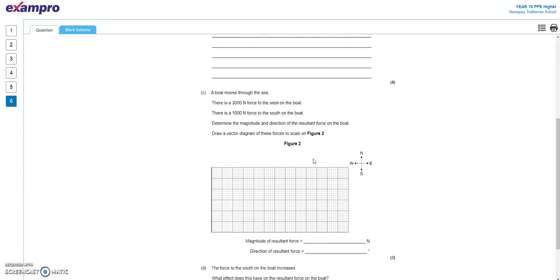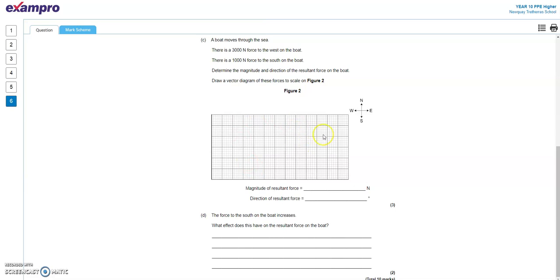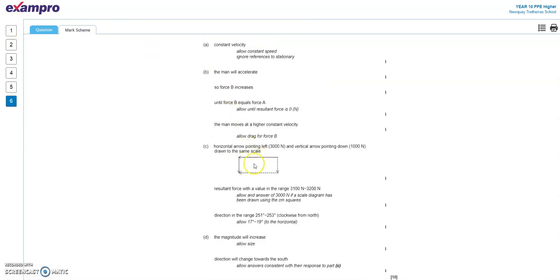Here, kind of a tricky question. You need to figure out the scale. So I would just do a really simple scale of, for every 5 little squares, I would have 1000 newtons. So we start at any point and we go along 3 and we go down 1. And we join up and make that triangle just like it's shown here.